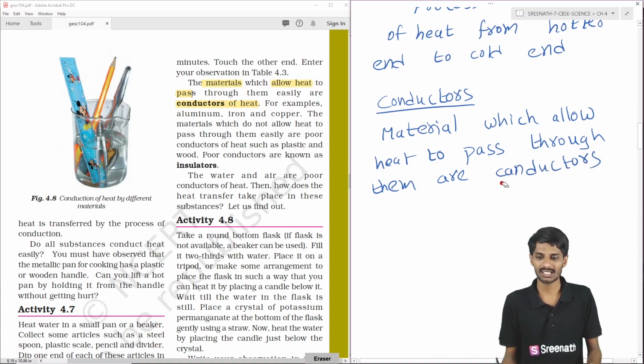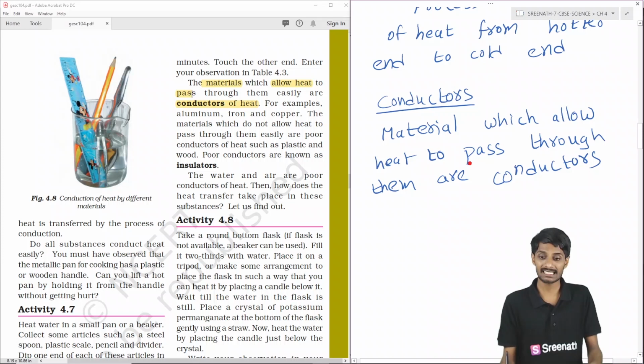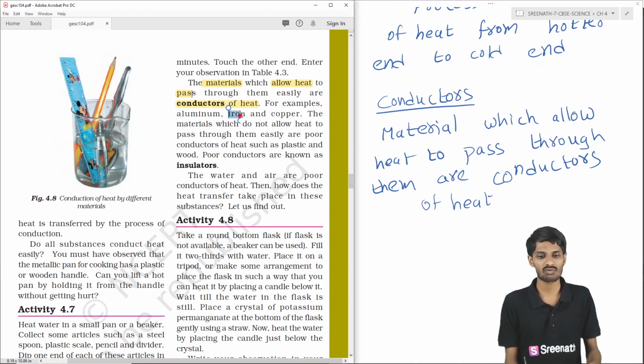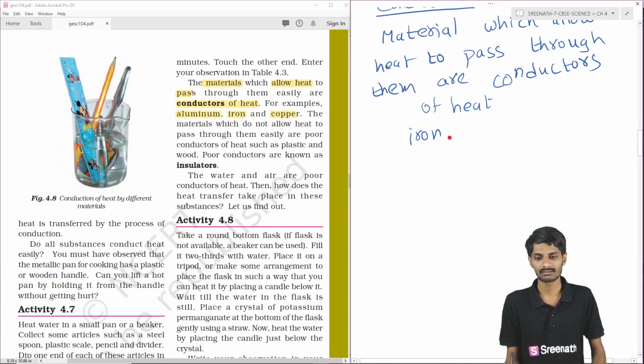Okay, students, not conductors in the bus. Conductors in the bus allow you to travel throughout the cities. Here, conductors of heat allow heat to pass through them. So steel is a conductor, students. Examples are what? Iron, copper and aluminium. These are examples of conductors, students.